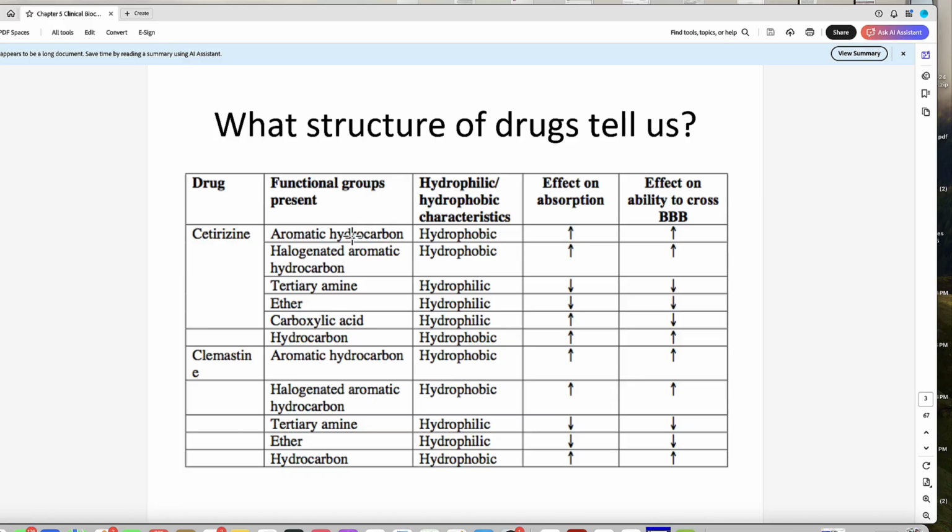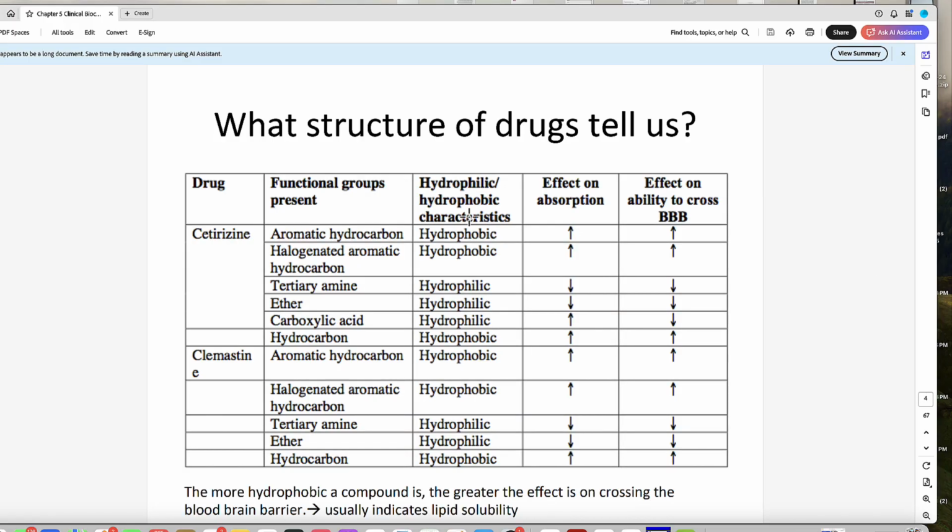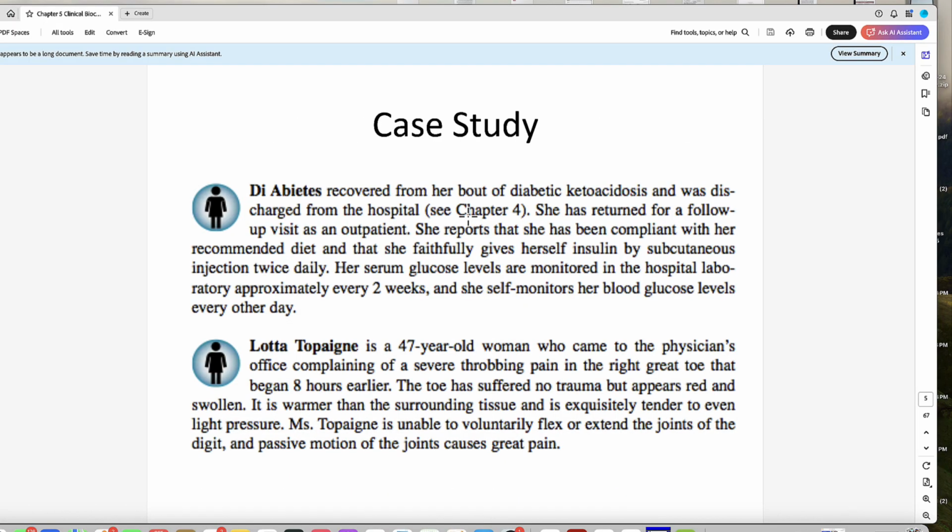All of those things are important, and you understand these concepts by understanding the structure of the drug. And what makes up the structure of the drug are denoted by the functional groups that are present, whether it's an ether, a carboxylic acid, aromatic hydrocarbon, a tertiary amine. All of these factors play a role in understanding its function. So the more hydrophobic a compound is, the greater the effect is on crossing the blood-brain barrier, and that usually indicates lipid solubility.